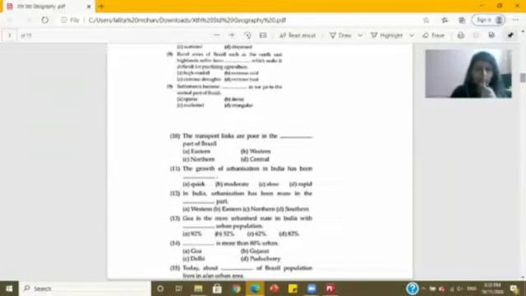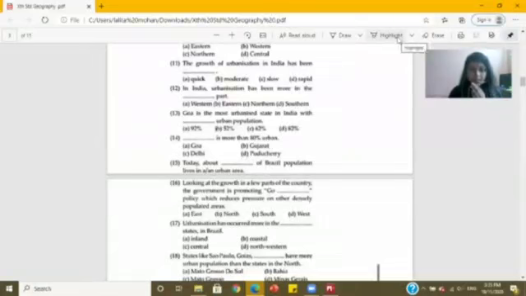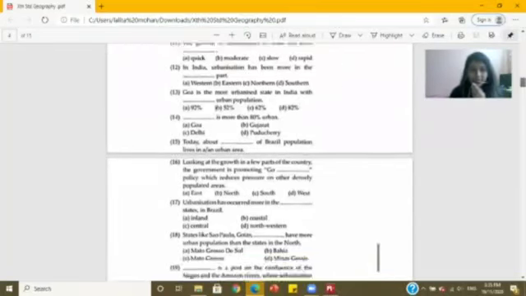11. The growth of urbanization in India has been slow. 12. In India, urbanization has been more in the dash part. Answer is southern. 13. Goa is the most urbanized state in India with 62% population in urban areas. 14. Dash is more than 80% urban. Answer is Delhi.